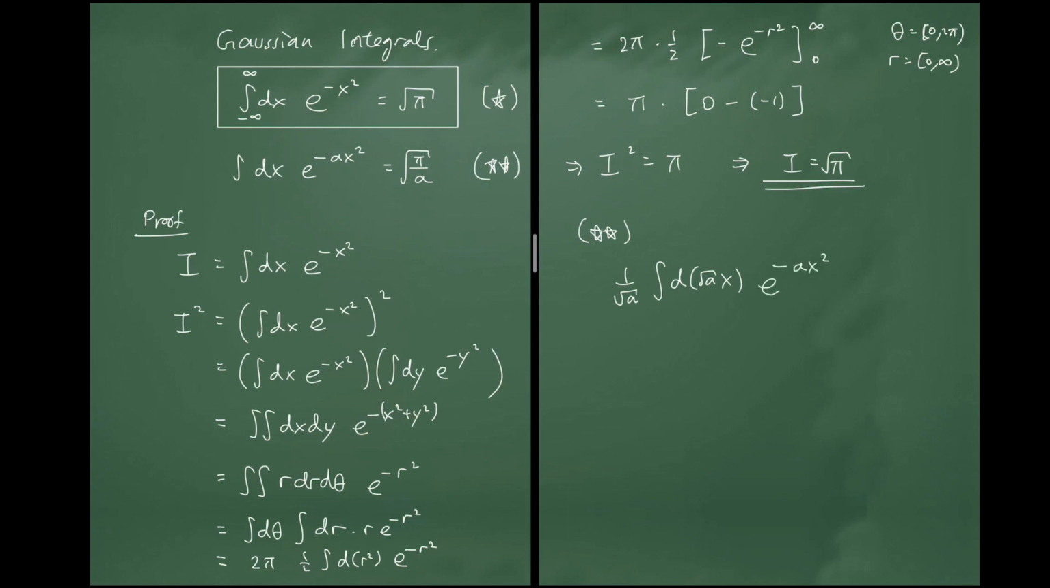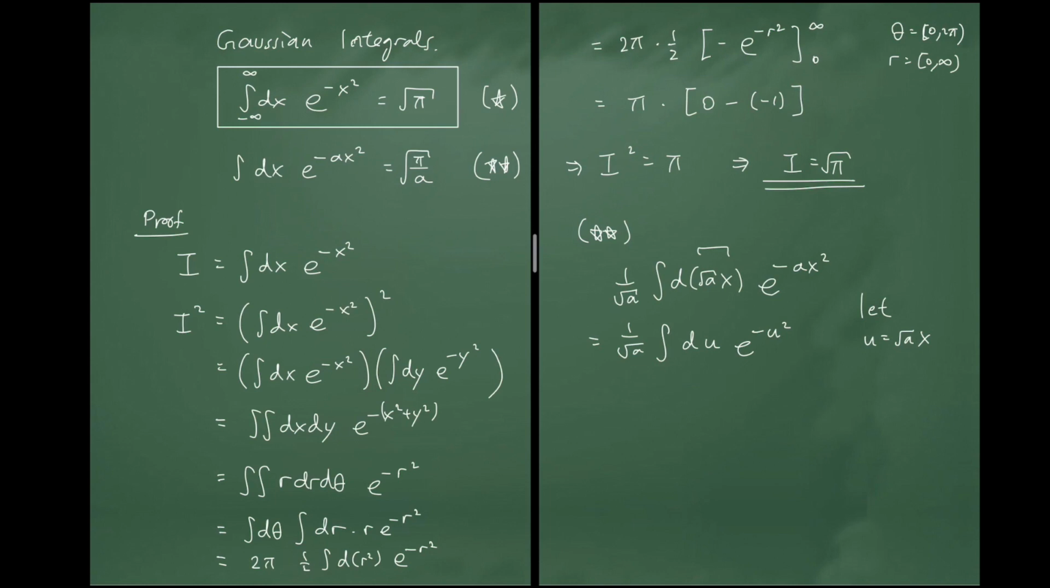Since root a is just a dummy variable, we can completely replace that with a different variable, for example, u, like that. And now we have exactly a Gaussian integral.